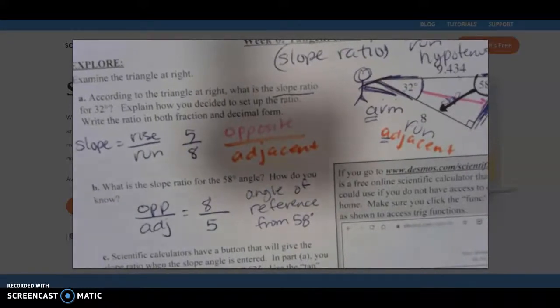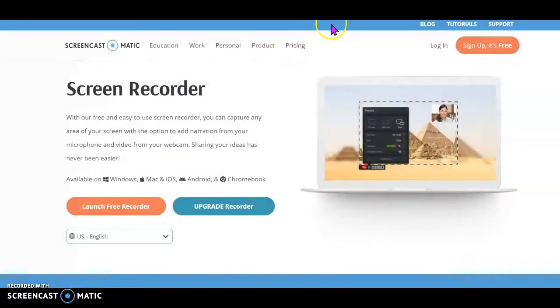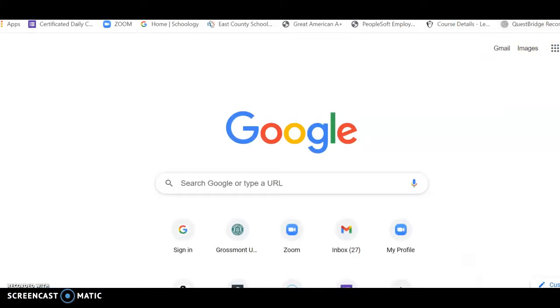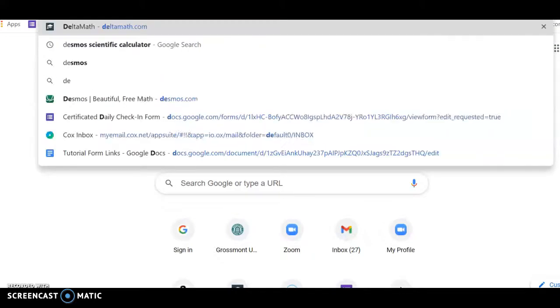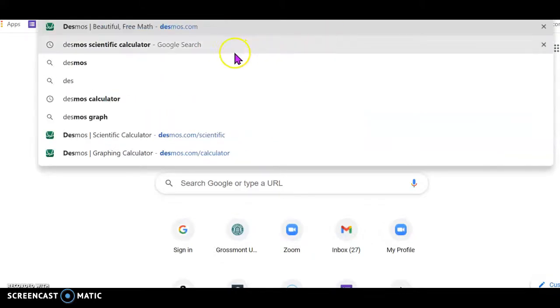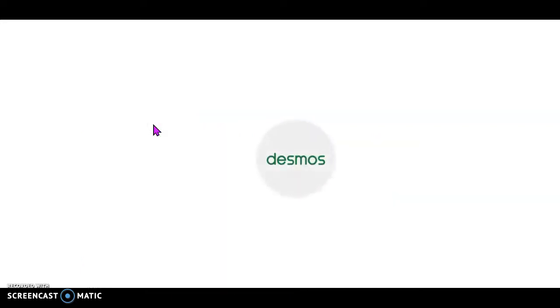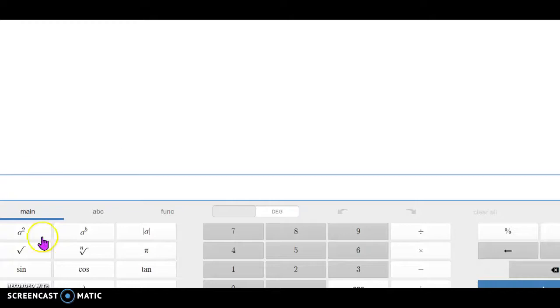So now scientific calculators have a button, and I'm going to show you how to get to that scientific calculator. Let's see if I can extend this further. You're going to go to Desmos. Oh, it's not part of the screen. I'm going to make my screen bigger. Go to Desmos Scientific Calculator. See right here where it says Desmos Scientific Calculator? You're going to click on that. Click on it. You're going to get something that looks like this, and this is what you want.